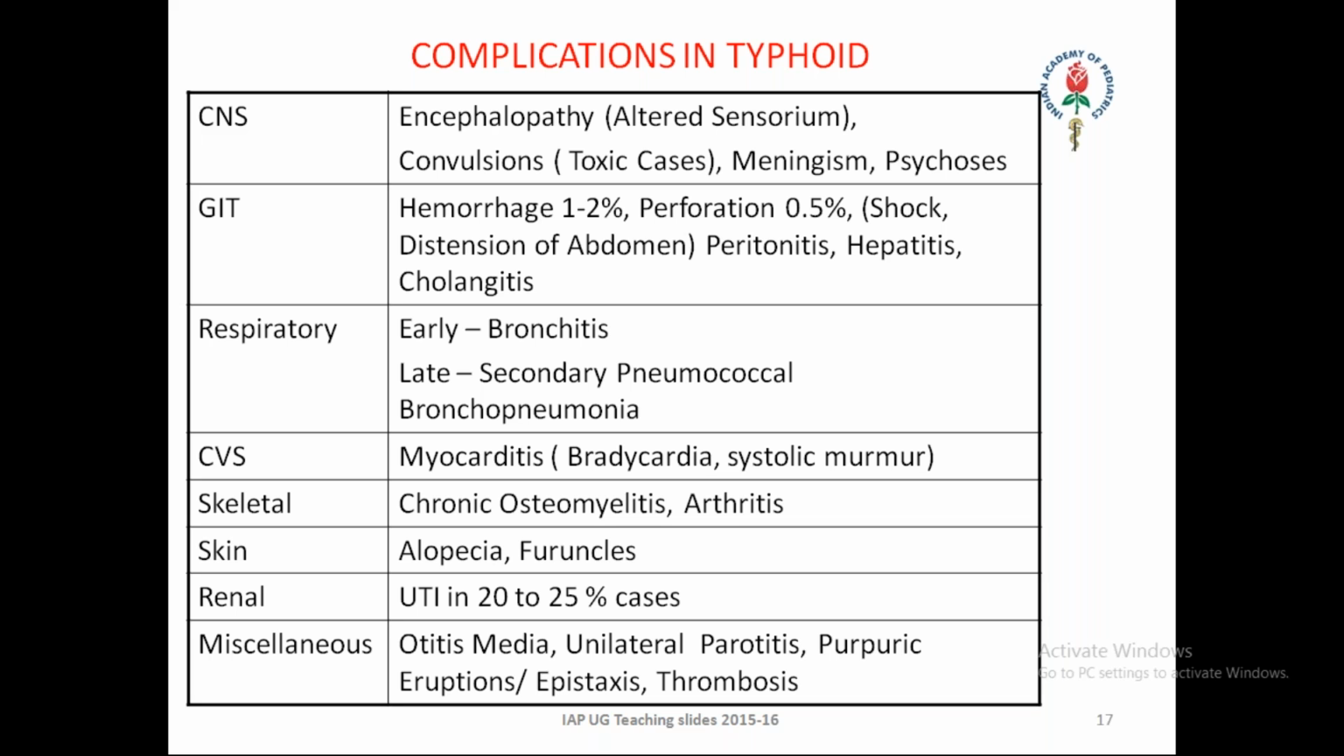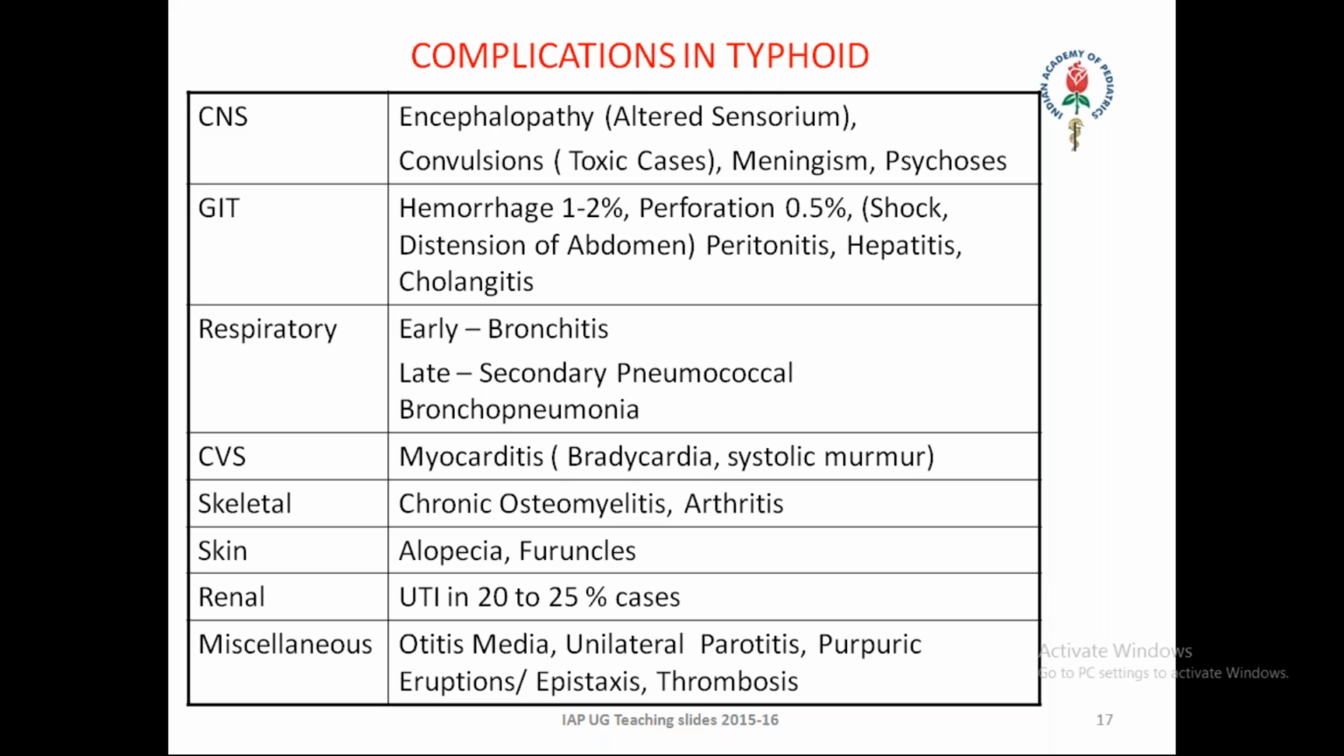Respiratory: early forms are bronchitis. Late, when there is dissemination, we have seen multi-organ involvement, so you can expect respiratory involvement also. Early is a bronchitis form, and late is secondary pneumococcal infection or bronchopneumonia. CVS: myocarditis might be present. Bradycardia is one of the symptoms which we see in enteric fever, and a systolic murmur might be present.